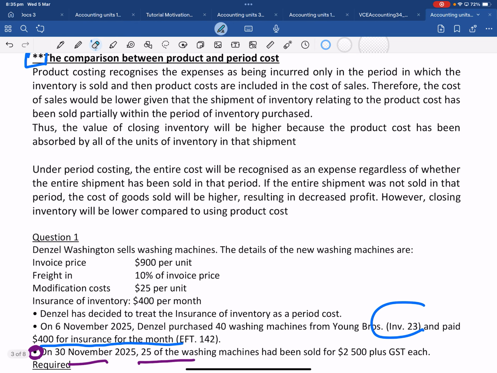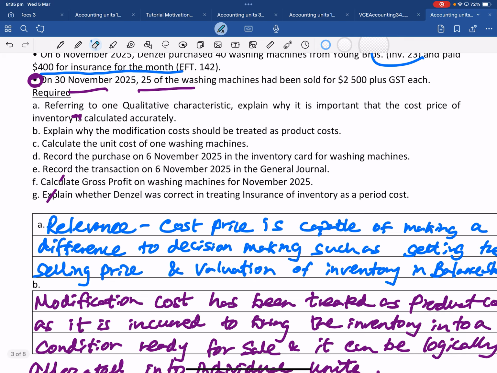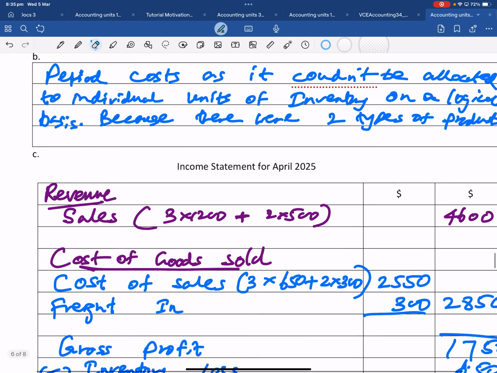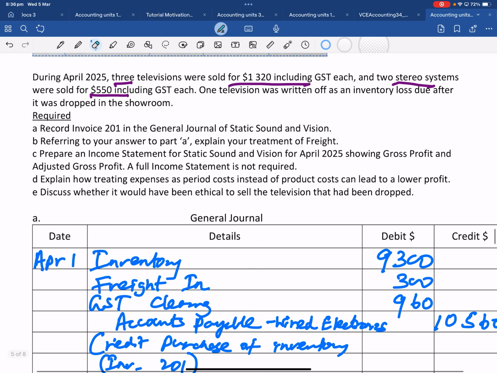So then, please take down the answer for part D. No, D, my bad. Please write the D.